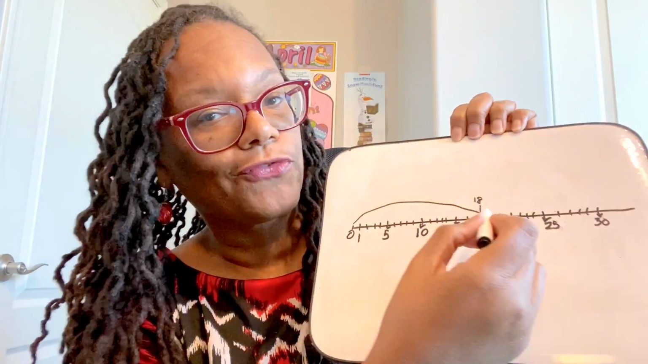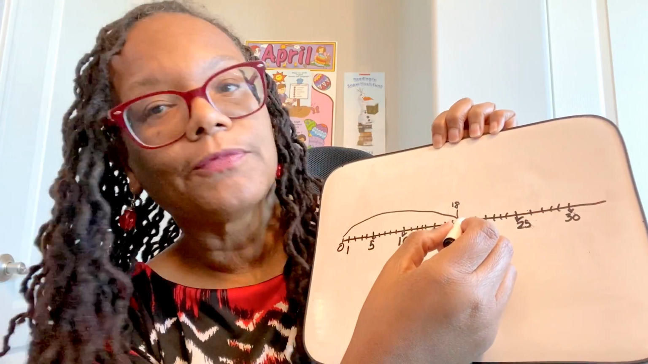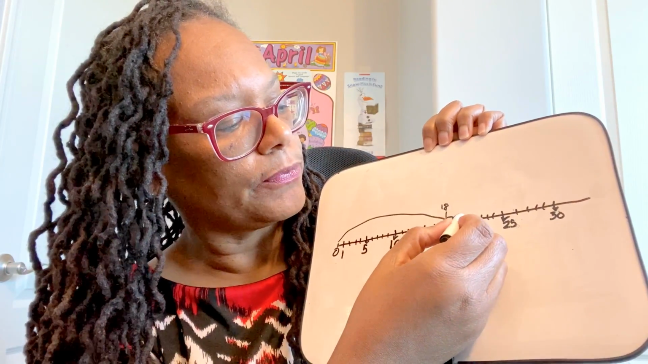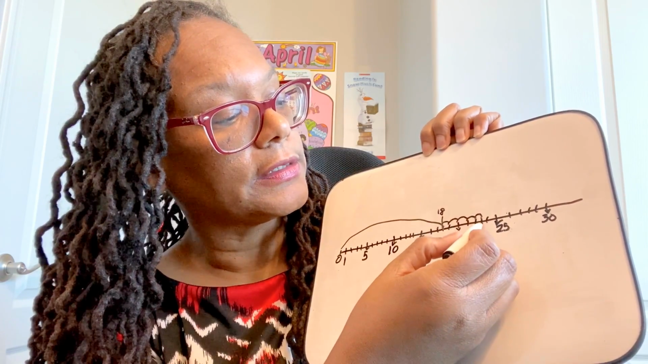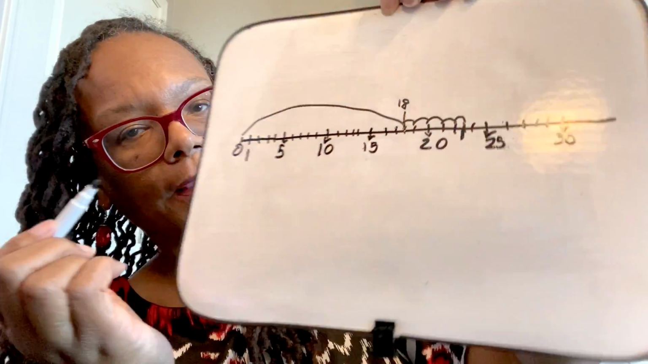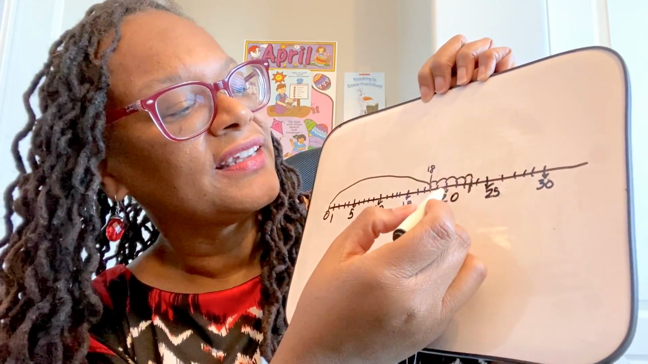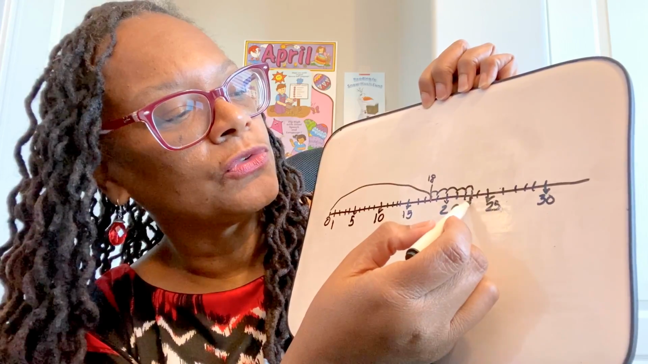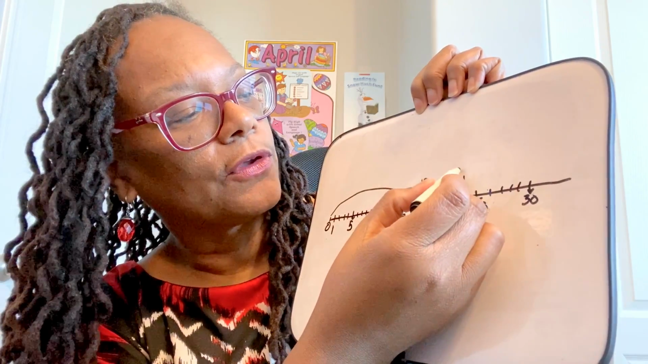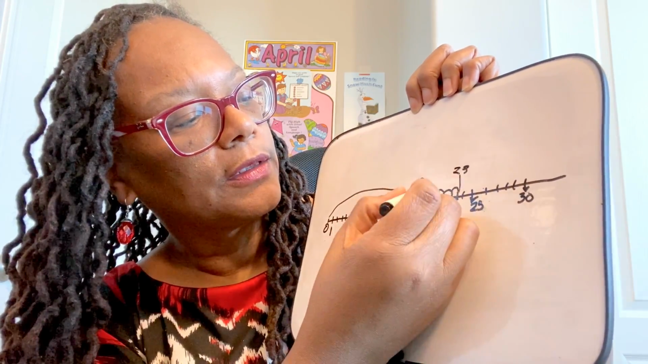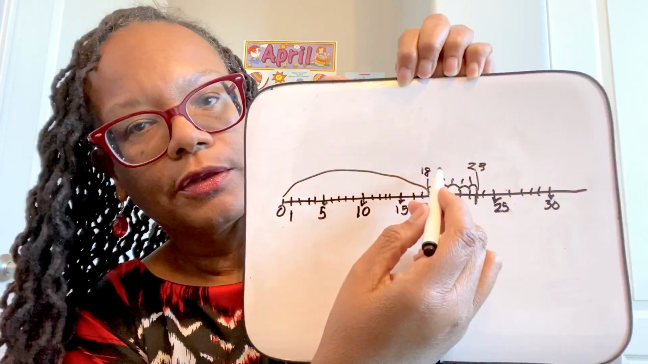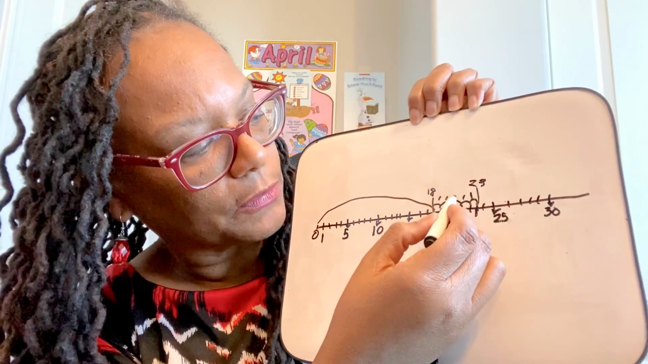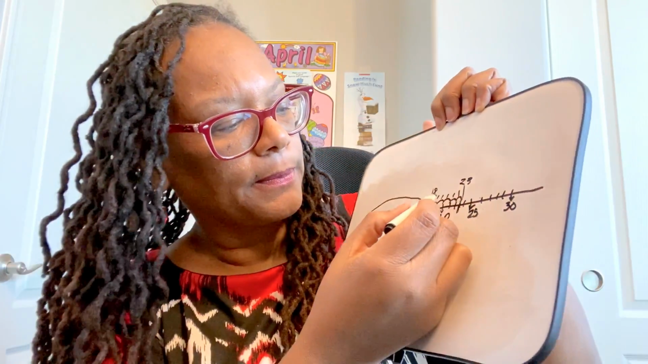5. So let's count from 18. 5 spaces. 1, 2, 3, 4, 5. What is this number right there? That number is from 20, 21, 22, 23. So 1, 2, 3, 4, 5. 18, 19, 20, 21, 22, 23.